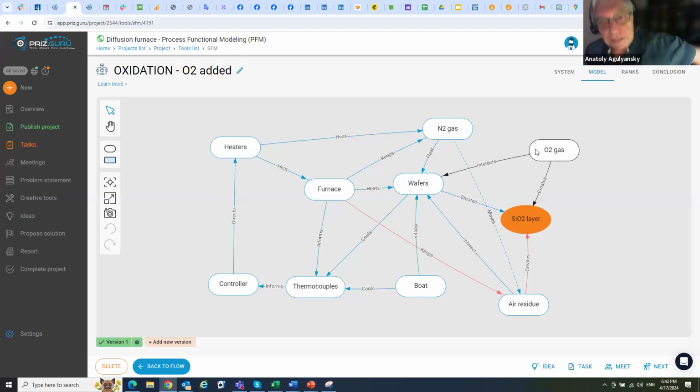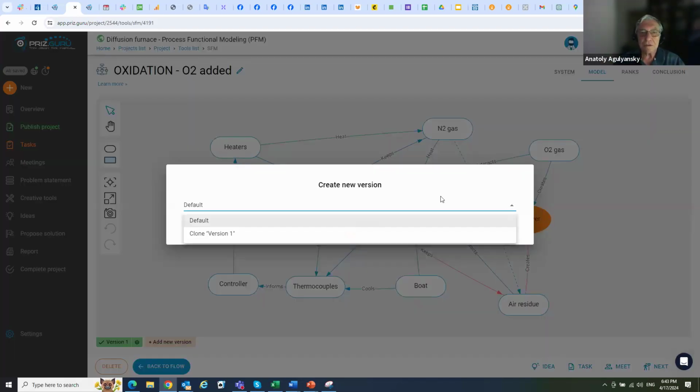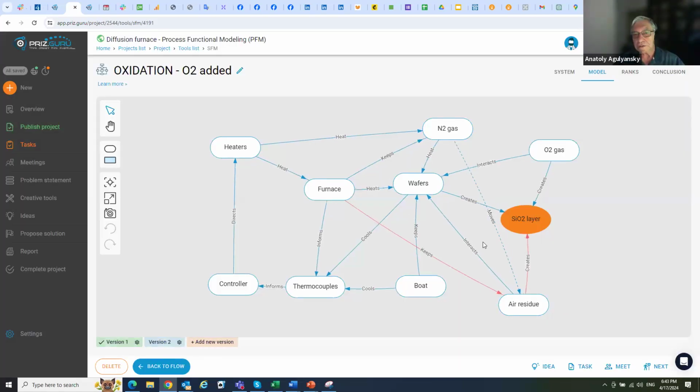I'm so sorry, guys. I see there are a lot of possibilities to improve and make this process easier, cheaper, and more effective, less problematic. And of course, we can clone this version and start to think how we use air, which is an excellent component for oxidation.